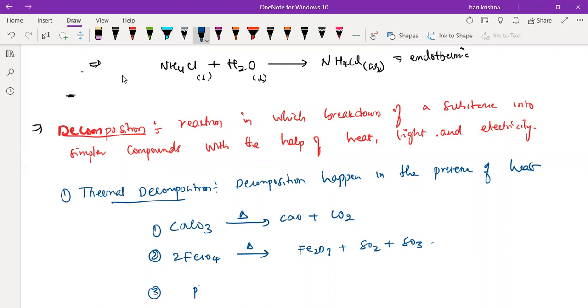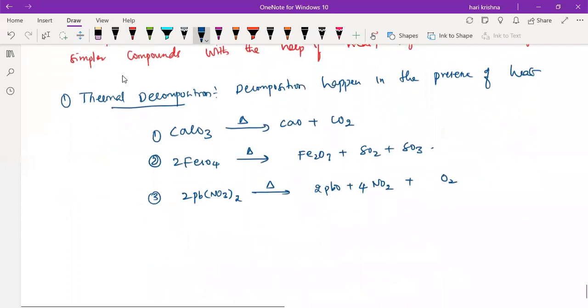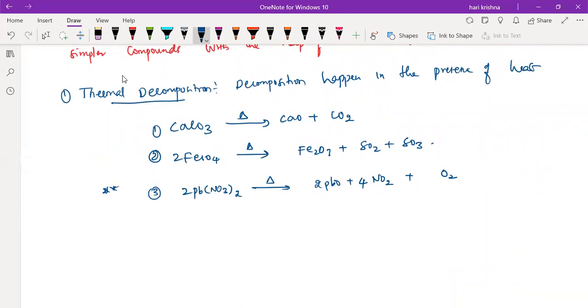Now, lead nitrate also. Very good, lead nitrate. In presence of heat, it forms lead oxide, nitrogen dioxide plus oxygen. Okay, good. But this is very important in the lead nitrate example. They'll ask you like this. In the exam, they asked last year: which metal nitrate upon thermal decomposition will produce brown color fumes?